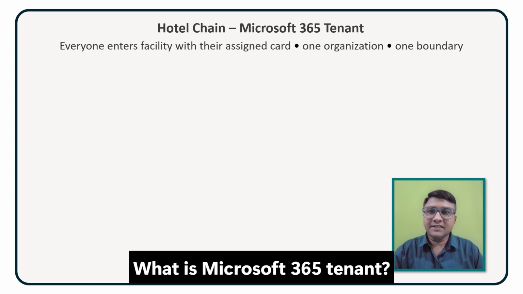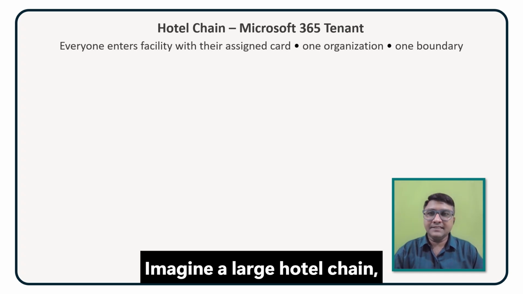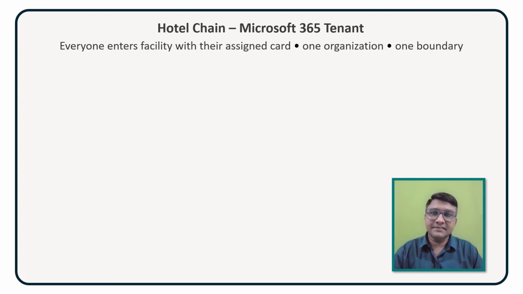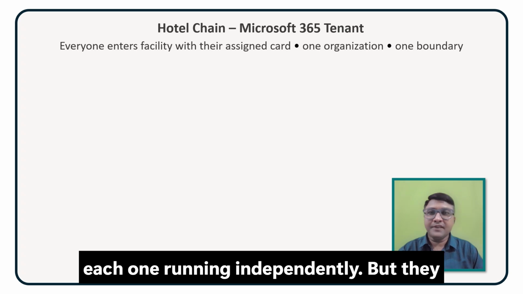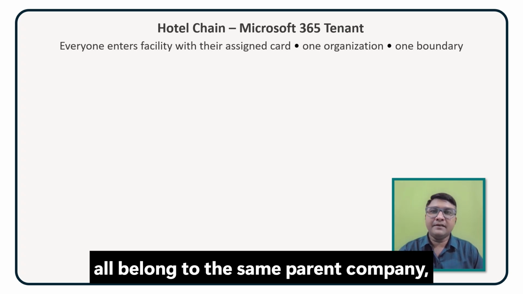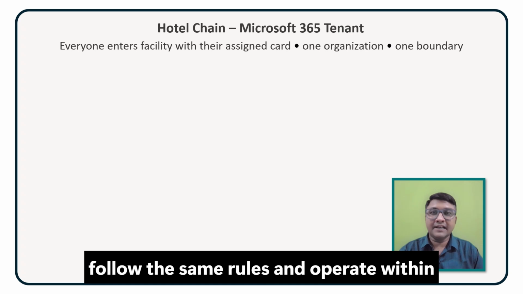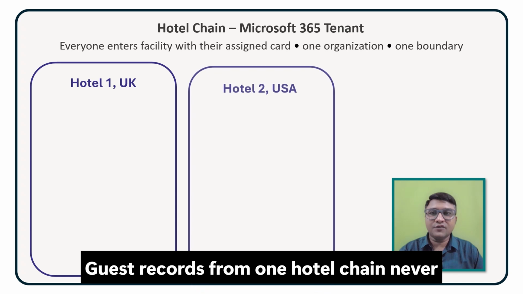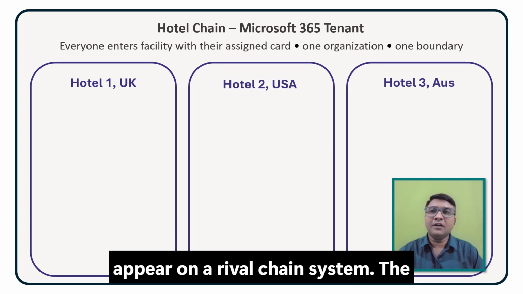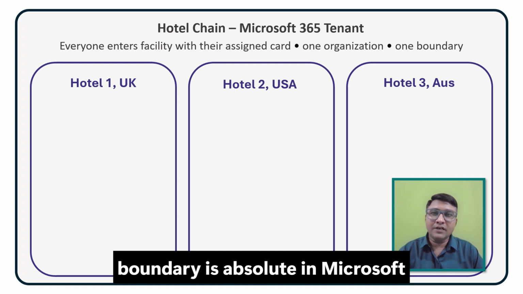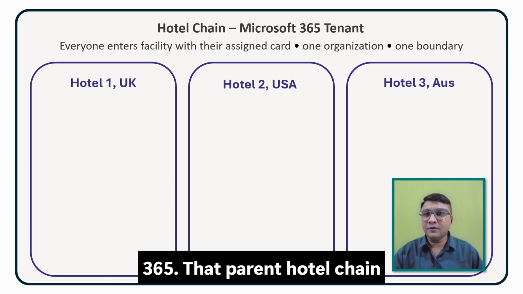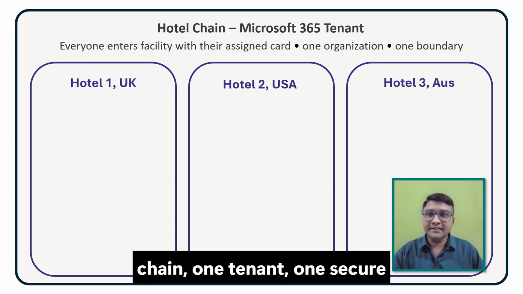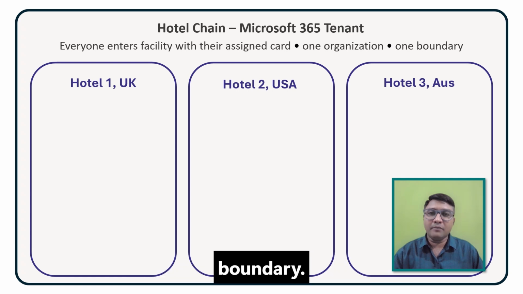What is a Microsoft 365 tenant? Imagine a large hotel chain, with multiple hotels in different cities, each one running independently, but they all belong to the same parent company, follow the same rules, and operate within the same secure management system. Guest records from one hotel chain never appear on a rival chain's system. The boundary is absolute. In Microsoft 365, that parent hotel chain is called a tenant. One hotel chain, one tenant, one secure boundary.